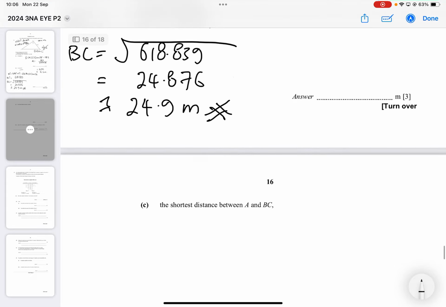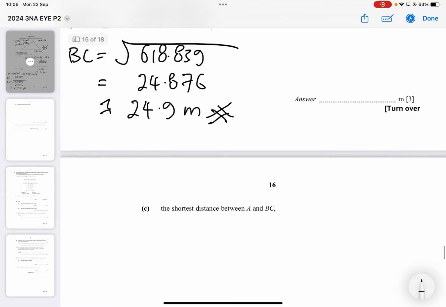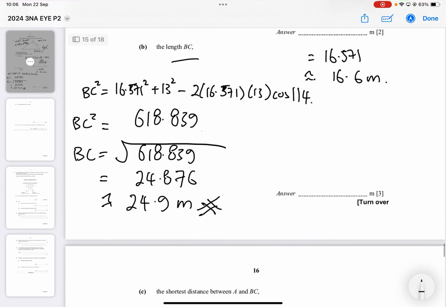After that, they want you to find shortest distance between A and BC.